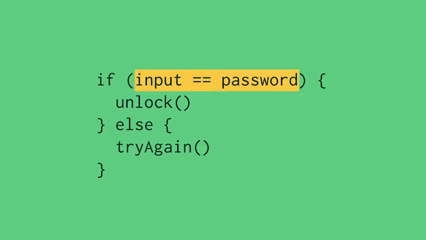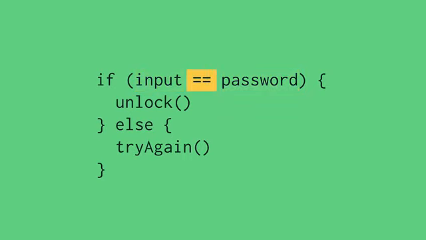Here we have two words, input and password. These are what are called variables, and they store all types of information like numbers, words, a photo, and more. And you can name your variables whatever you want. I've named these two variables input and password because I want to compare what the user typed in, the input, to the password that's stored on the phone.